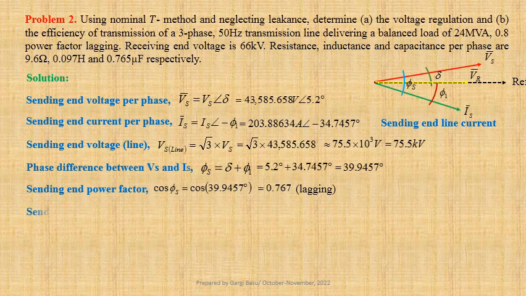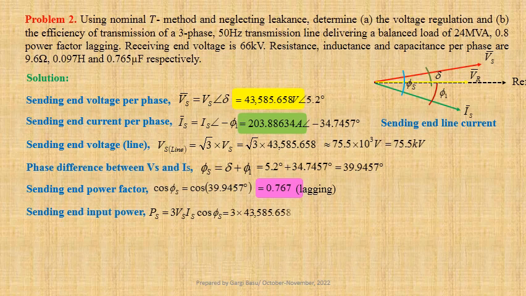Now we shall compute sending end input power. PS equals 3 times Vs into Is cos phi s. Using values we get 3 into 43,585.658 into 203.88634 into 0.767, which is approximately equal to 20.45 into 10 to the power 6 watts or 20.45 megawatt.